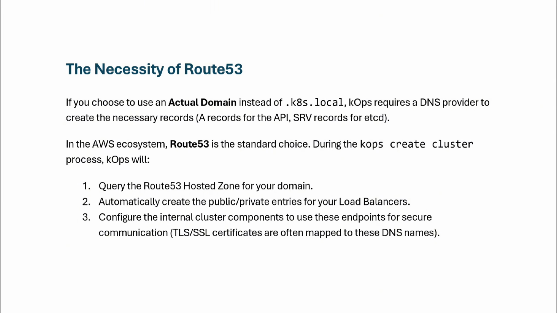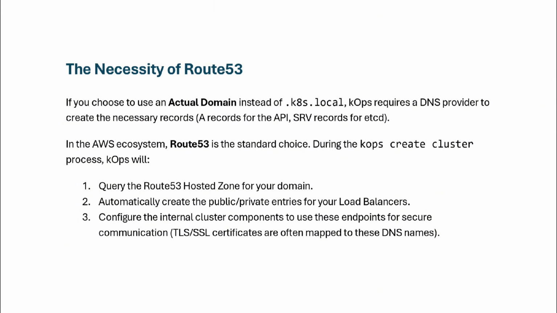So we discussed that for local development or any development other than production grade, we can use k8s.local for testing and local development. But when we are sure that the cluster is ready for production, we use the actual domain. So here comes the part where we use an actual domain. In AWS, the most widely used choice is Route 53. In the AWS system, Route 53 is the standard choice.